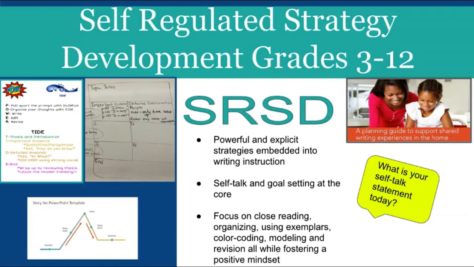T would be your topic, your thesis. I would be important evidence. D would be that detailed analysis, where students really think about what they're writing and think about that evidence. And E is obviously your ending. So teaching the kids to slow down and plan thoughtfully before they write is a skill that goes far past English class, far past high school, and it's something that they'll be able to have with them.